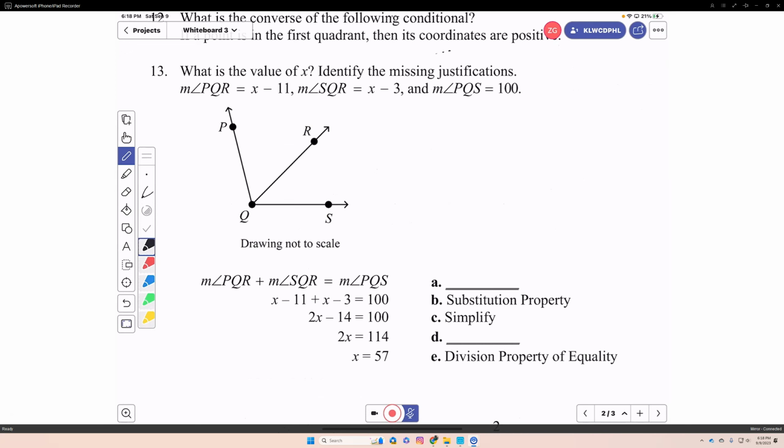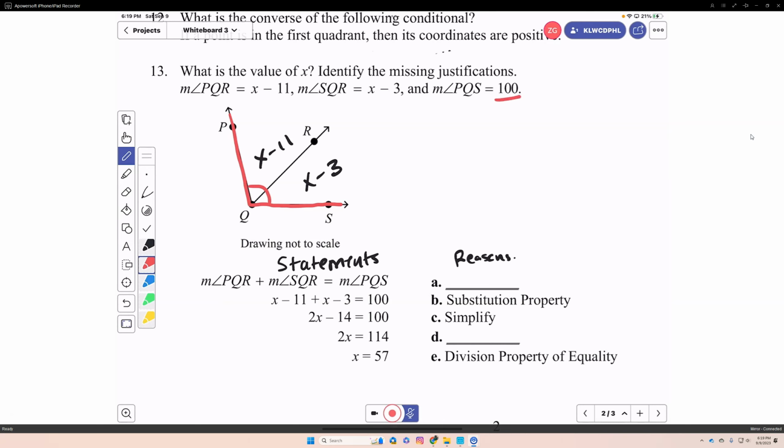13 is a geometric proof. What is the value of x? Identify the missing justifications. This is statements, and this is reasons. Okay, and we know that the measurement of angle PQR is x minus 11. We know that the measurement of SQR is x minus 3, and we know that the measurement of the entire angle is 100. So that was given to you.